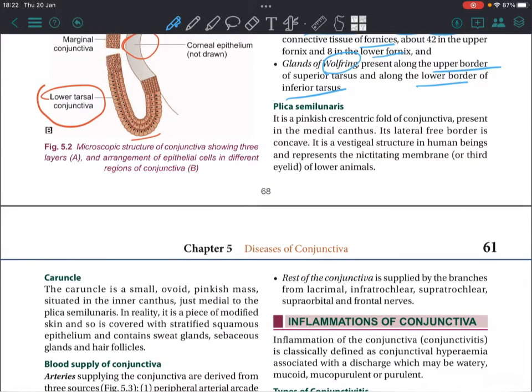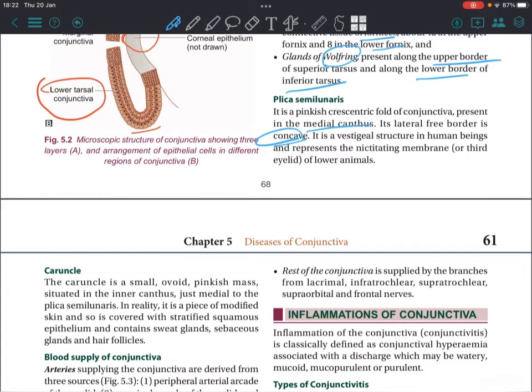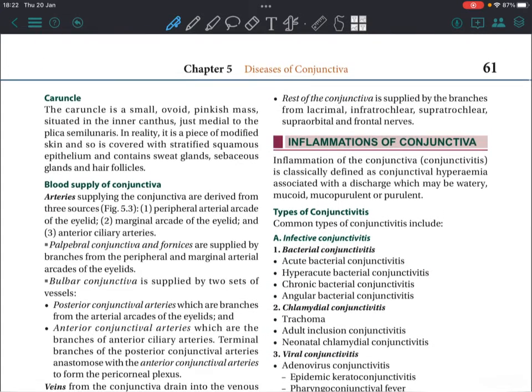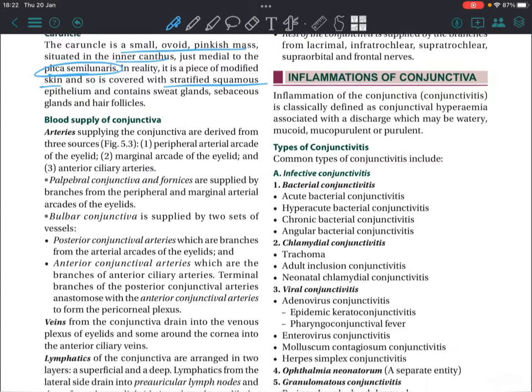Plica semilunaris. It is a pinkish crescentic fold of conjunctiva present in the medial canthus. Its lateral free border is concave. It is a vestigial structure in humans and represents the nictitating membrane of the lower animals. Caruncle is a small pinkish-white mass situated in the inner canthus, just medial to the plica semilunaris. In reality, it is a piece of modified skin and so is covered by stratified squamous epithelium.